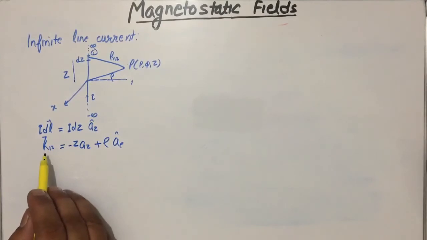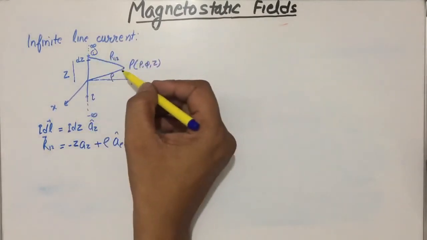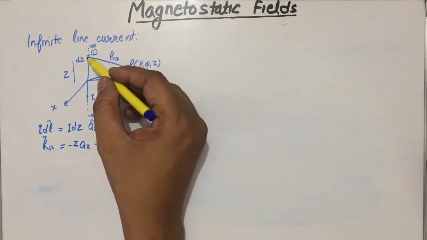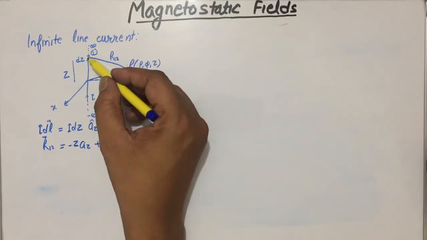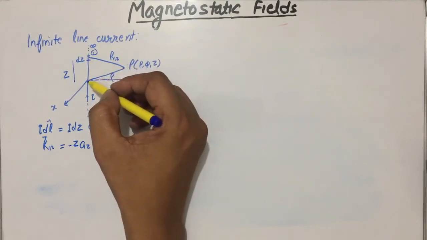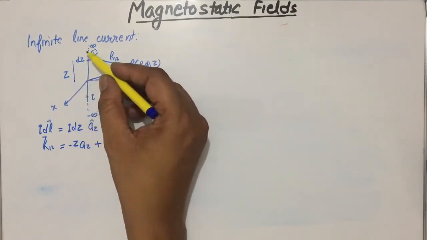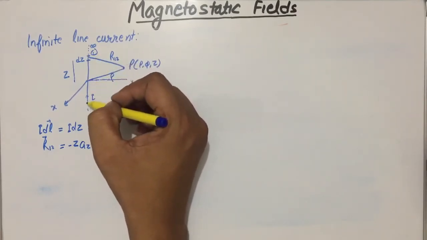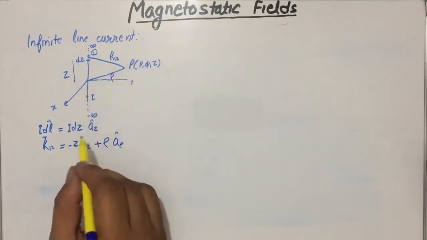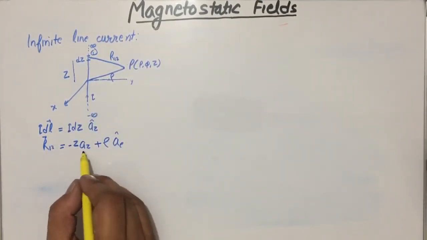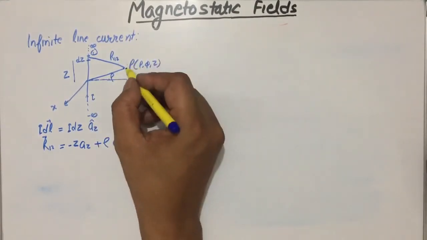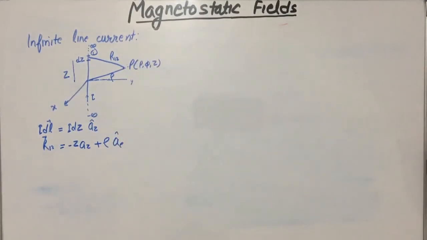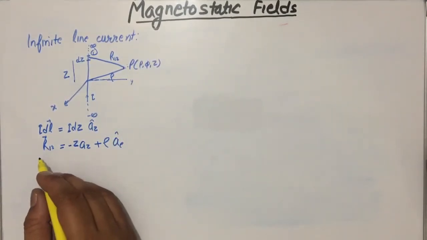Let me repeat this. R12 will be this vector plus this vector. For this vector, the length is z, however it is in the direction of minus az, while this is the direction of plus az. So it is z in the direction of minus az, and this vector will be rho in the direction of arrow. In this way, it will be R12.